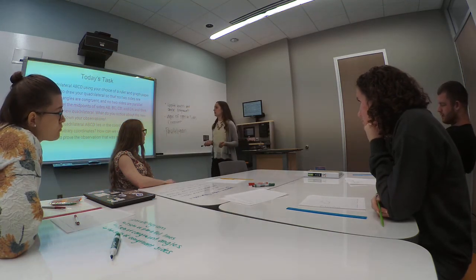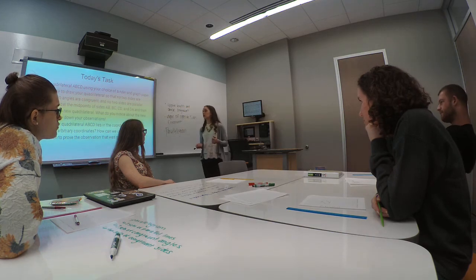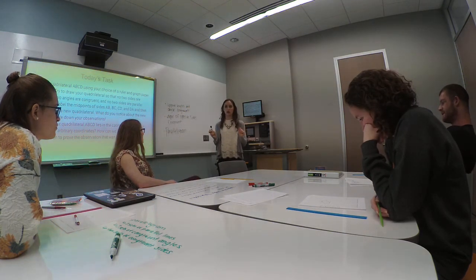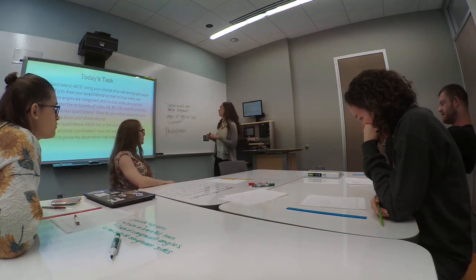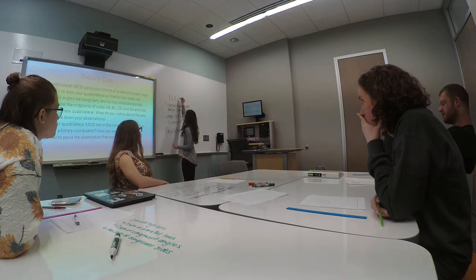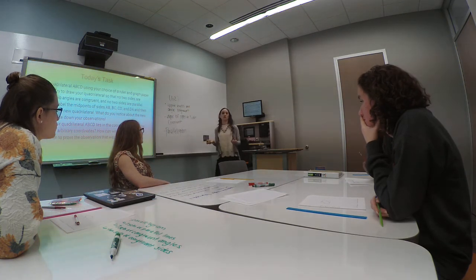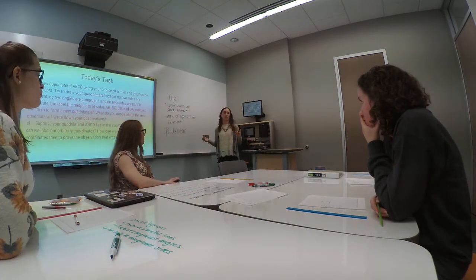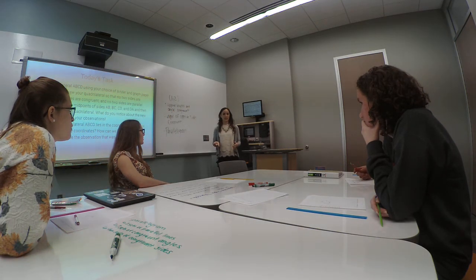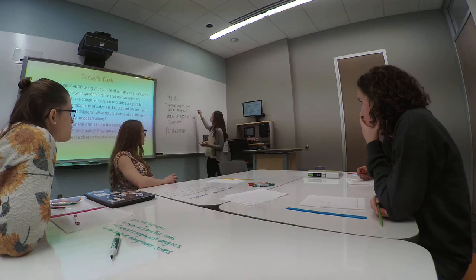So does anyone have an idea of how we can label arbitrary coordinates? What could we call them? An arbitrary coordinate wouldn't be 1, 2. How do we name coordinates that don't have numbers? Does anyone have an idea? Variables. So what would that look like?